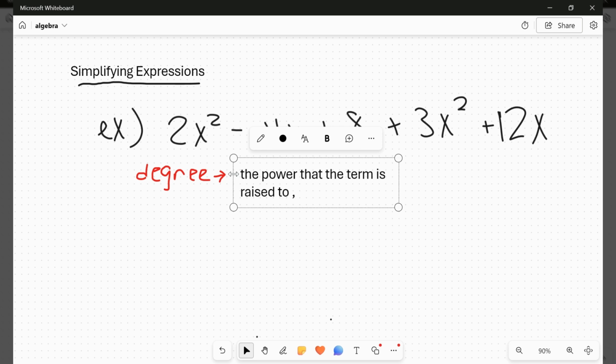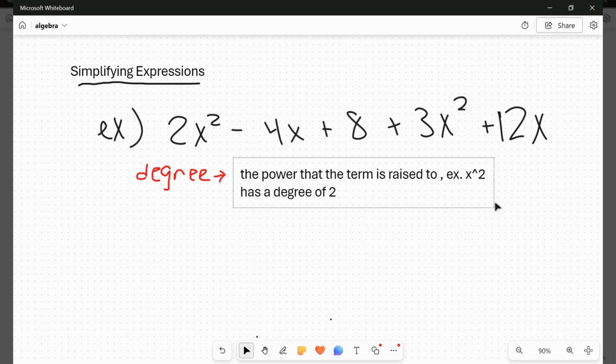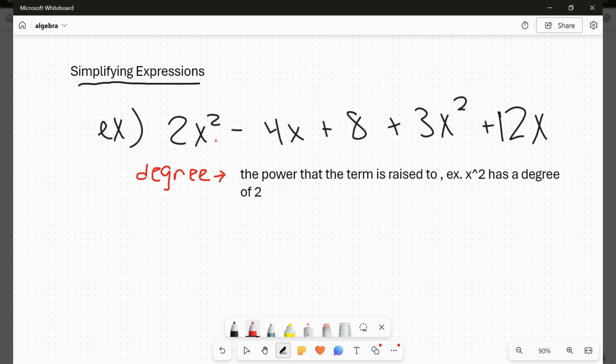For example, I'll write x squared, with the caret as my symbol for squared. So x squared has a degree of 2. X to the first, there's an invisible 1 there, has a degree of 1. X to the third has a degree of 3, and so on. So this is the rule for degree: we can only combine terms with the same degree.